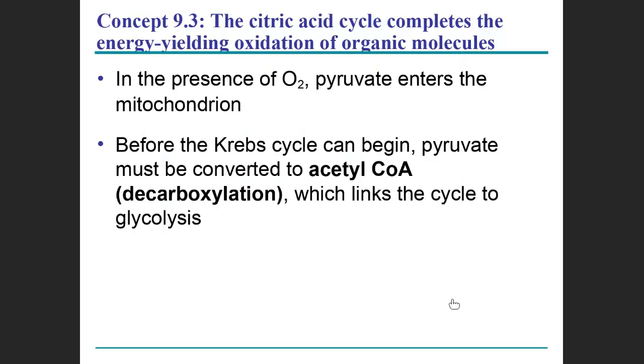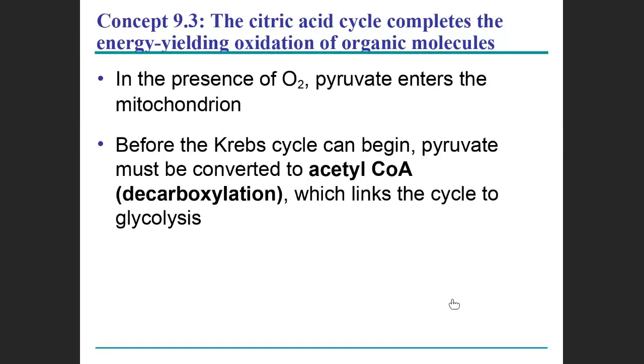So the 2 pyruvates, they cannot enter into the Krebs cycle directly. They must be converted into acetyl coenzyme A, also known as acetyl-CoA. And we call this a decarboxylation step because some carbon dioxide is now going to be released here. Also, some more NADH will be made in this intermediate step.